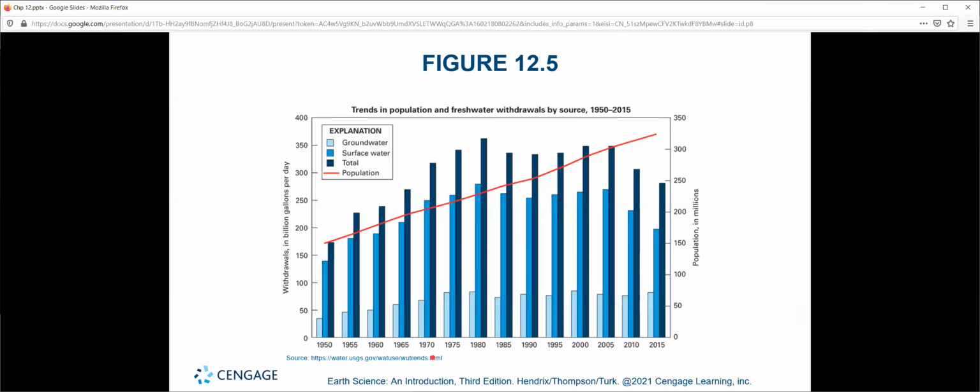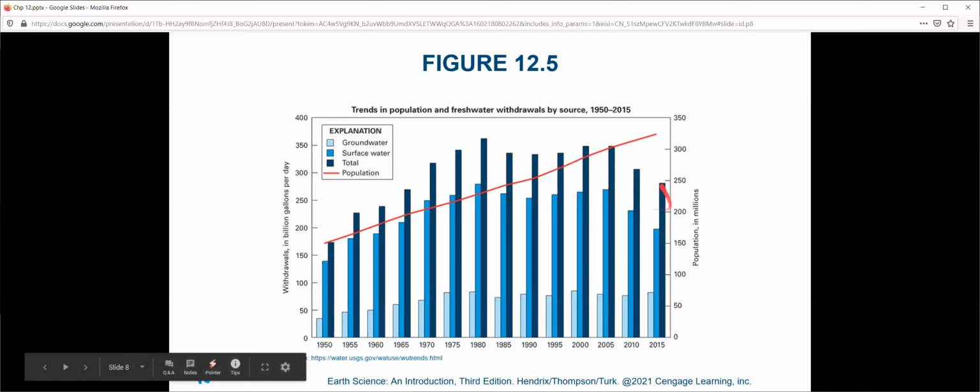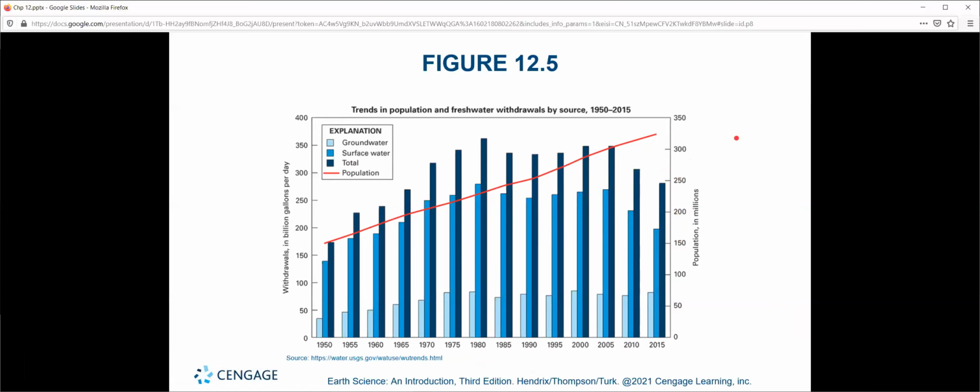And we can see a trend in population and fresh water withdrawal going up and up and up, right? We do have some dips showing here in total water usage. Why do you think that is, right? Why are we using less surface water? Groundwater has stayed more or less consistent, but why are we using less surface water to get stuff done? Could that possibly be technology? Right? Interesting conversation to have.